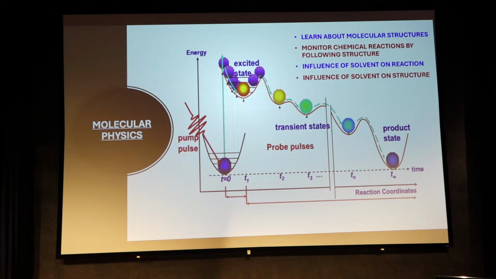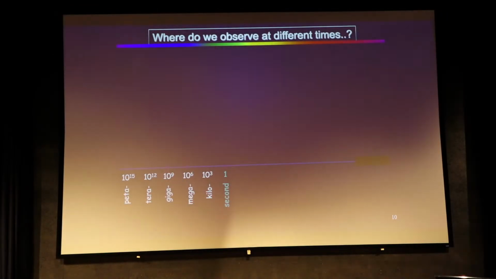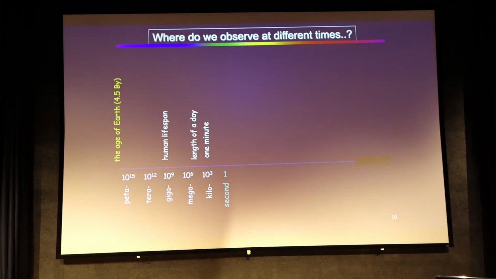So we would like to learn about the molecular structure. Each potential energy curve is one bond. If there are 5 bonds, 6 bonds, you will see 5 different structures. So what happens at different times? We know that, I'm just putting in some time scales.